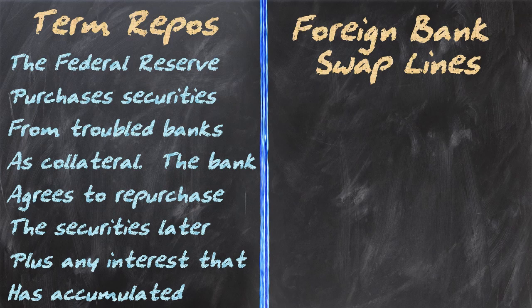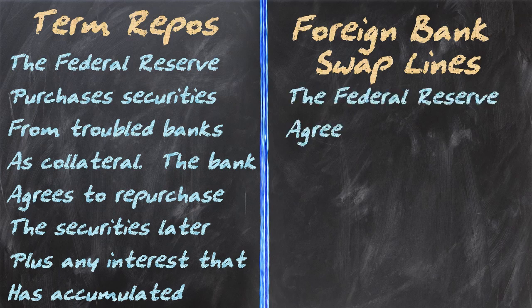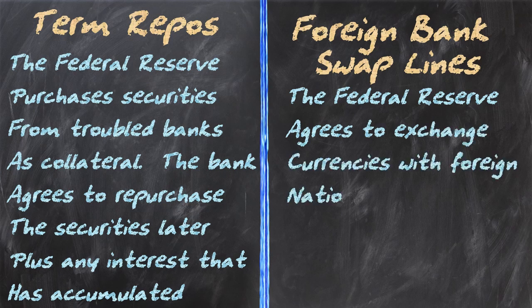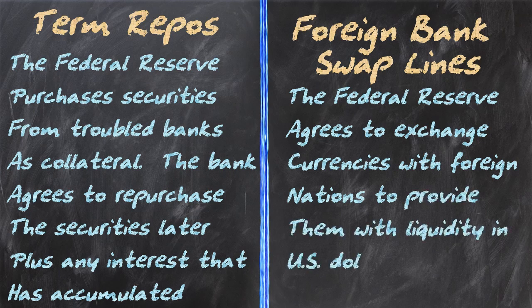And their tool to do that is the foreign bank swap lines. And this has to do with the fact that Germany doesn't have the same kind of money as the United States. China doesn't have the same kind of money as Japan does. We all have different kinds of money. So the Federal Reserve agrees to exchange currencies with foreign nations to provide them with some liquidity so that there's money in their economy in US dollars to try to ease the global crisis, stop the momentum of the crisis as it is going on.